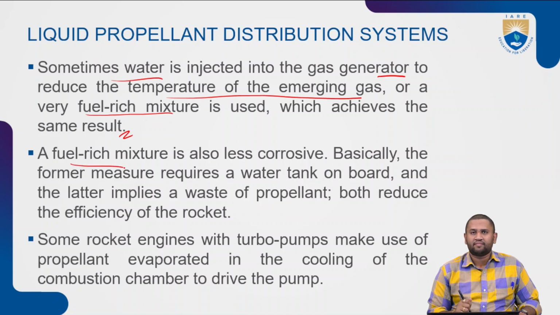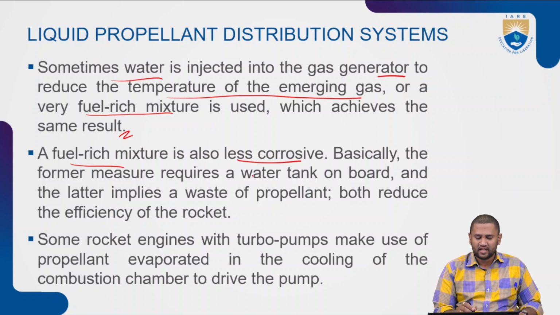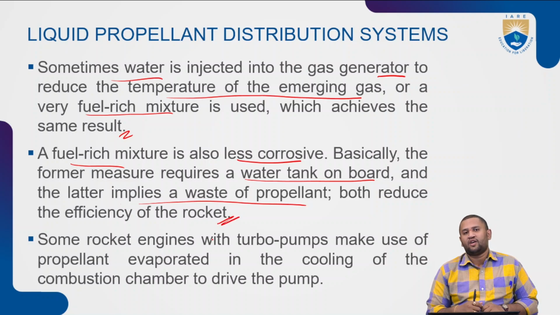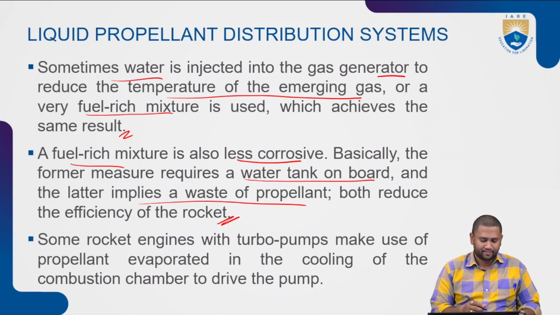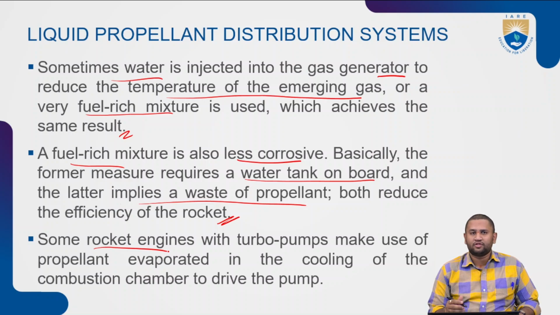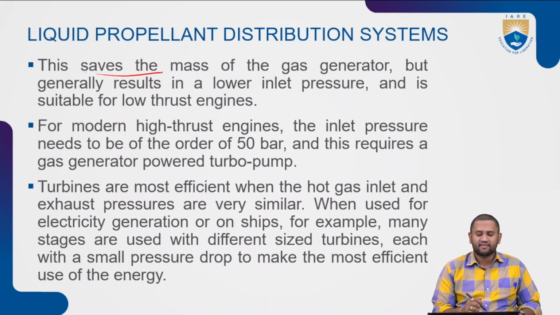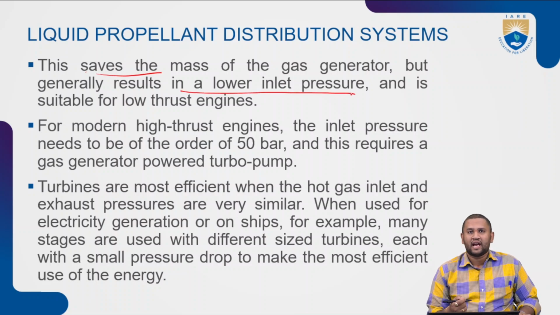A fuel-rich mixture, compared to a lean mixture, is also less corrosive, and the former measure requires a water tank on board. The latter implies the waste of propellant, but both do reduce the efficiency of the rocket in terms of dead weight as well as the use of excess propellant, particularly the fuel. Some rocket engines with turbo pumps make use of the propellant that is evaporated in the cooling of the combustion chamber to drive the pump. This saves the mass of the gas generator, but generally it results in a lower inlet pressure and is suitable for low thrust engines.